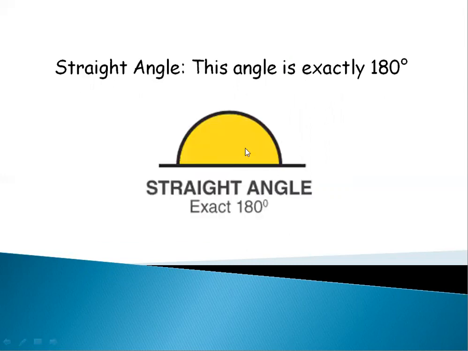Then you have a straight angle. Just like the name implies, it is the angle that is formed by a straight line. So you have a straight line, and then the angle on that straight line is known as your straight angle. And this is the angle that is exactly 180 degrees. So your angle that is exactly 180 degrees is known as a straight angle or angle on a straight line.